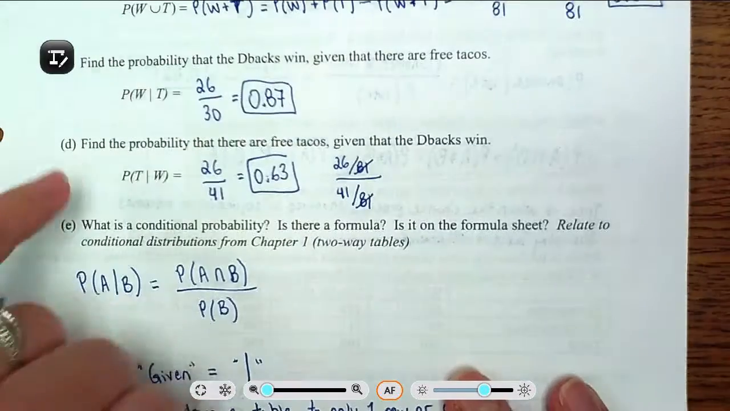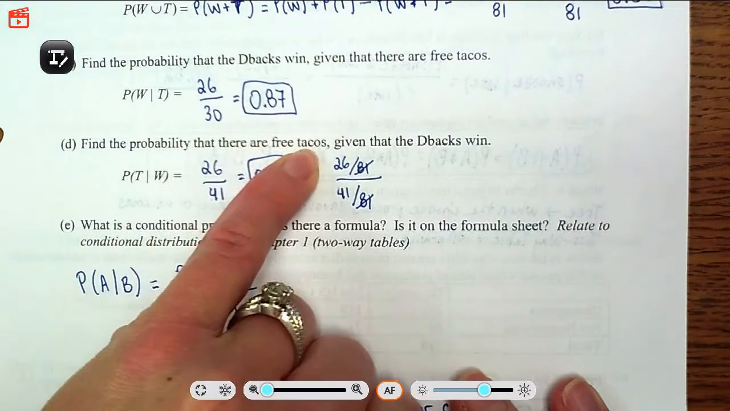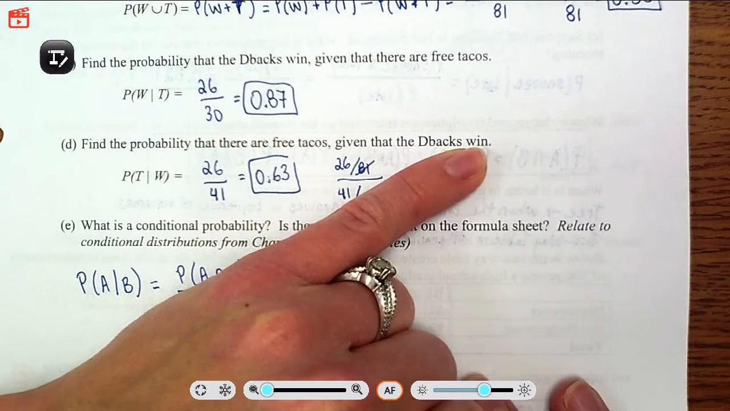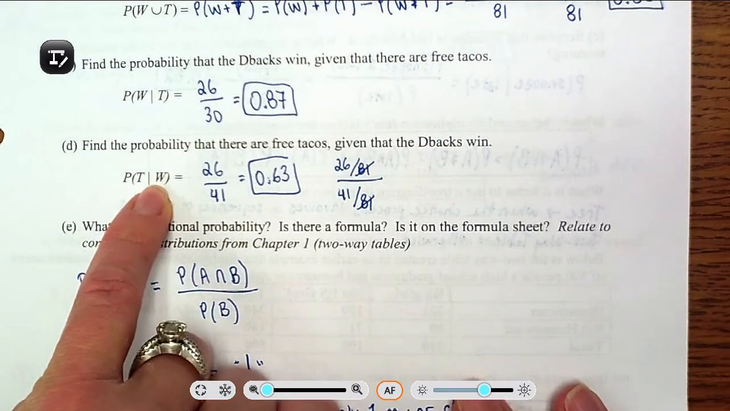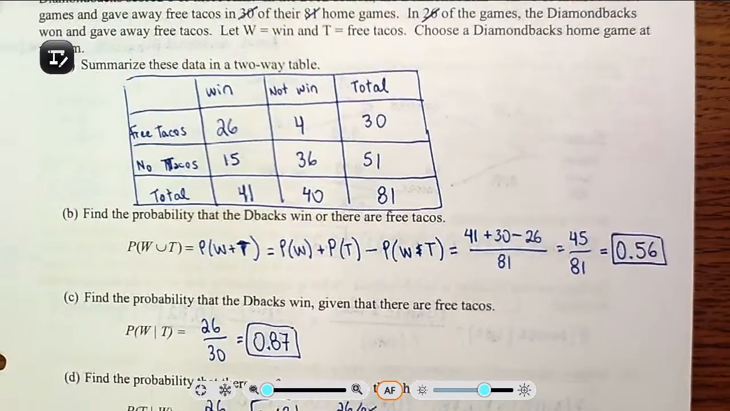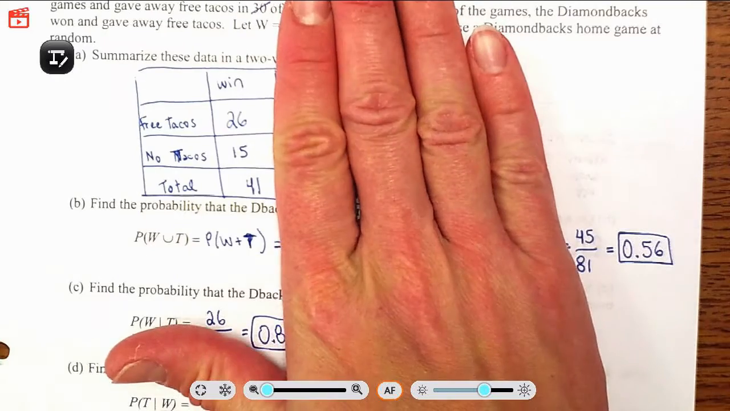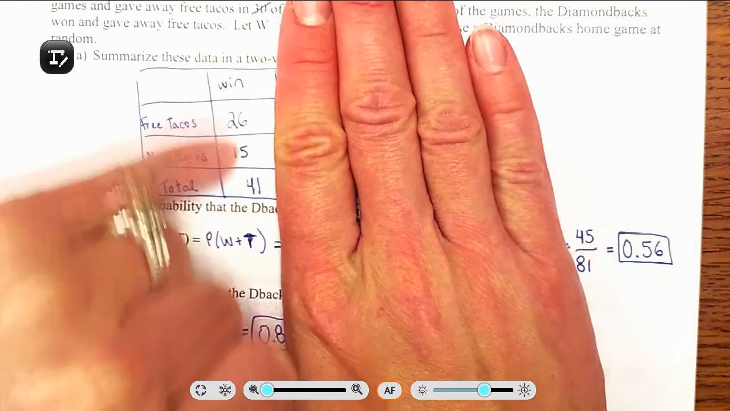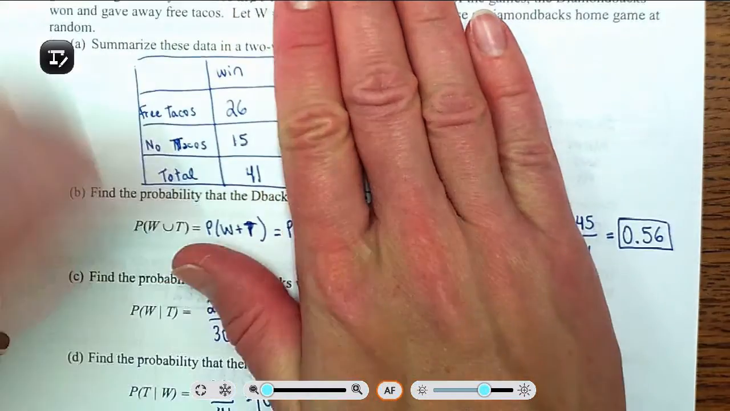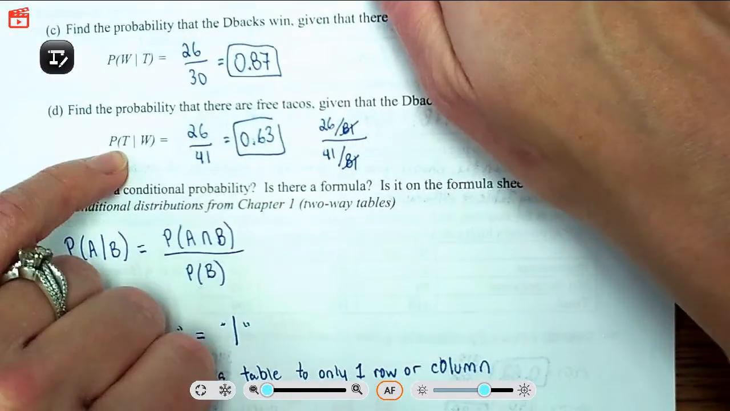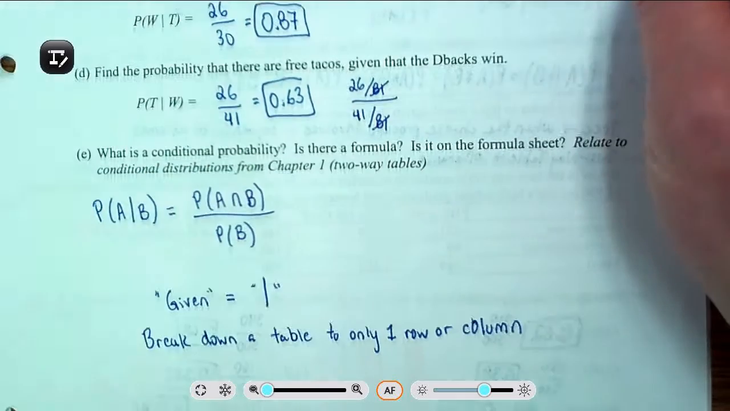Okay. Find the probability that there are free tacos given the Diamondbacks win. So now this is a different given. Given they win means I'm covering up this part of the table, and I'm going in this direction, and I'm only considering of these 41 games. So given they win, there's free tacos at 26 of the 41 games, which gives us 0.63.